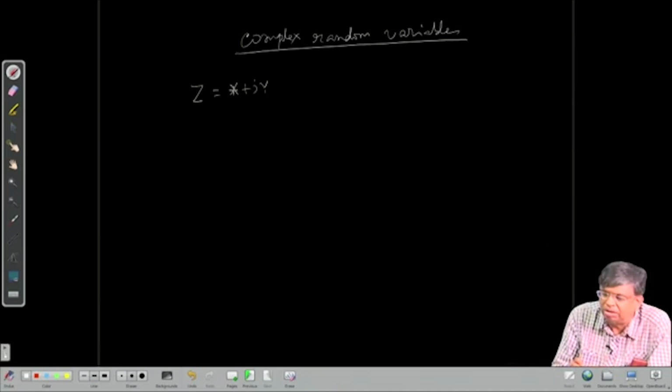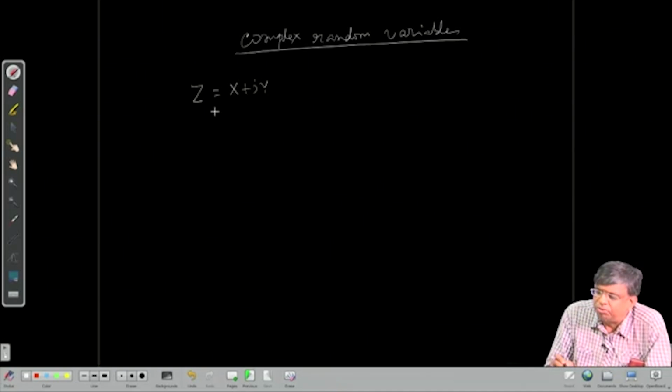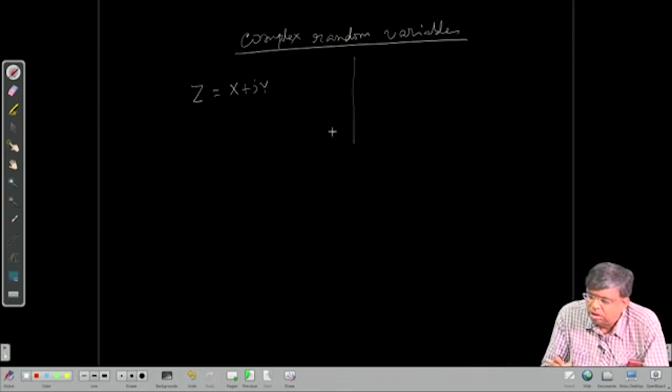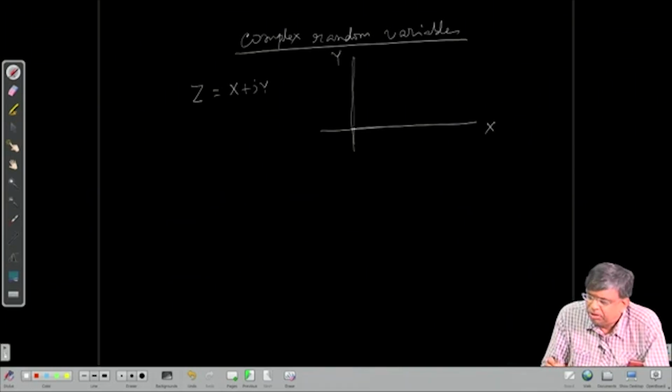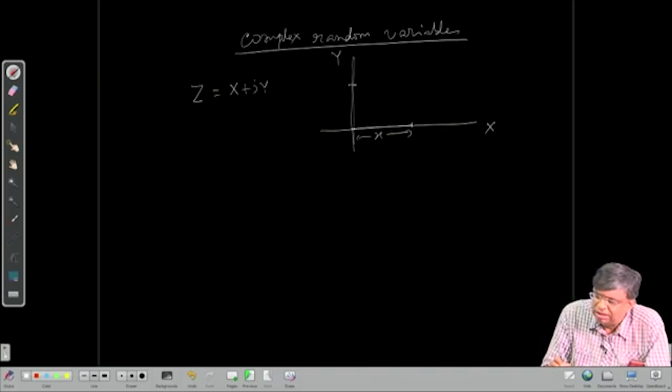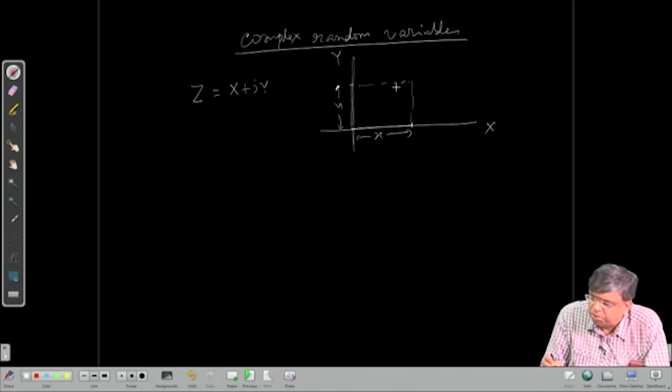It has got two real random variables. So therefore, even though Z is a single random variable, it has actually two. So I should have capital X, capital Y. So Z will be, maybe if you take this to be small x and this to be small y, so this point is Z, small z as small x plus j small y, this point.